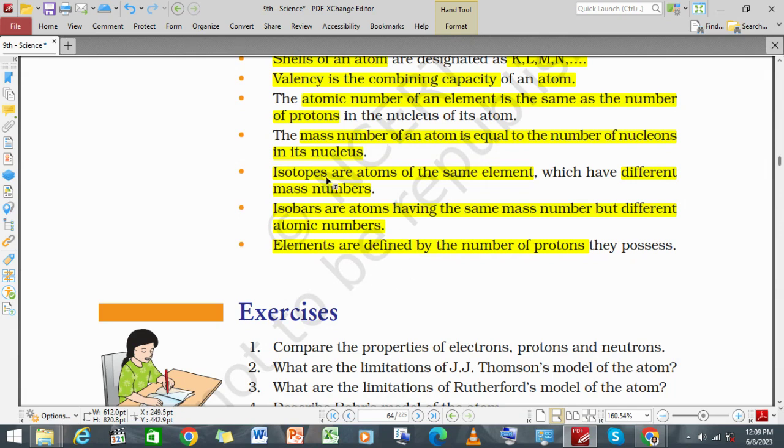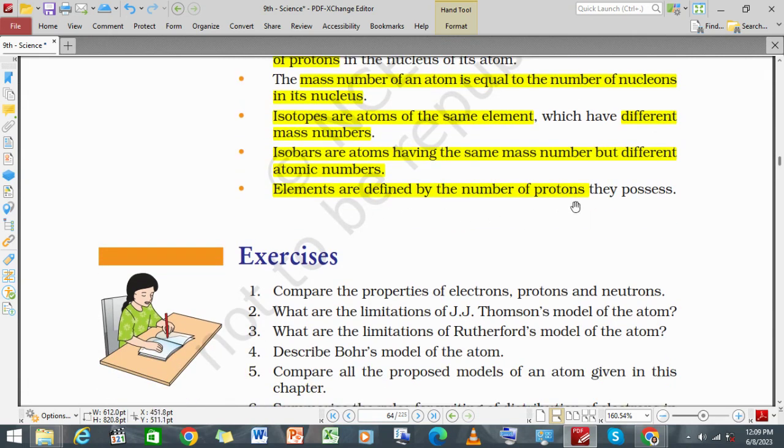Isotopes are elements having the same atomic number but different atomic masses. Isobars are elements with different atomic numbers but the same atomic masses. And elements are determined by the number of protons they possess, because protons decide the atomic number, and the atomic number cannot be different for the same element.